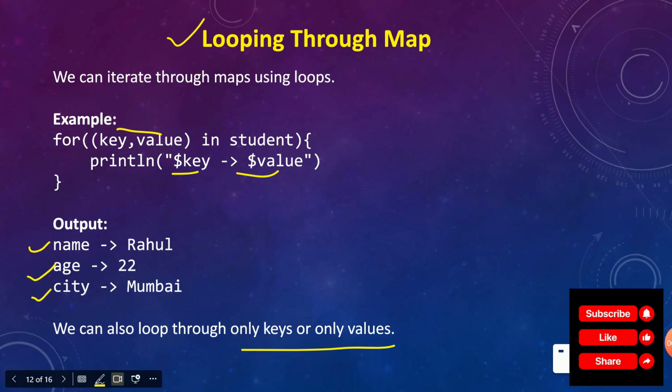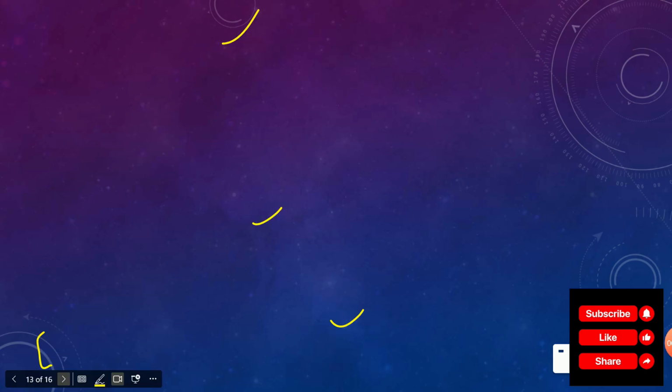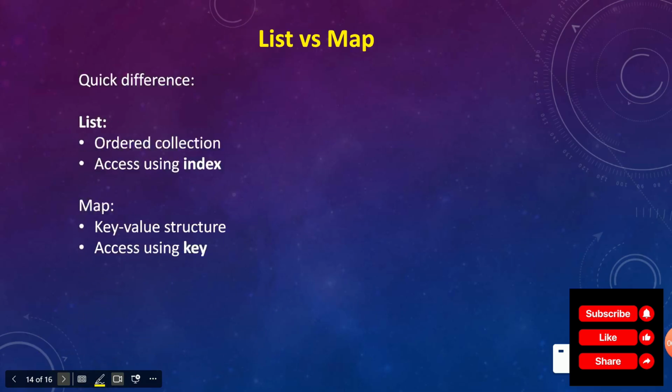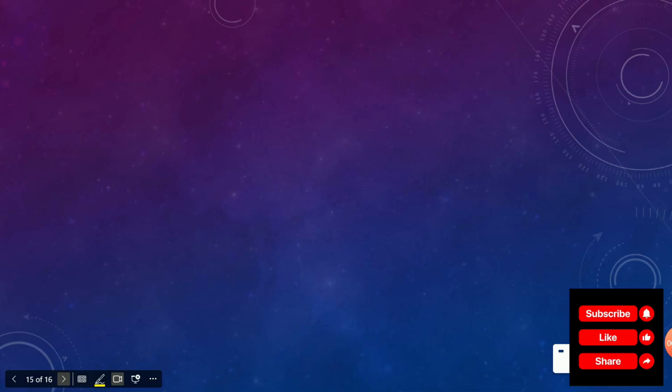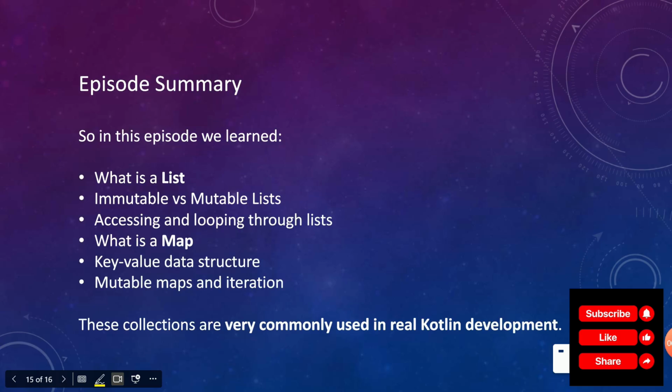Now we can differentiate between list and map. Let's quickly see the difference. A list is an ordered collection, and we access it using the index. As compared to that, a map is structured with keys and values, whatever values are stored against the keys. And we access the map values by using the keys. That is the main difference between list and map.